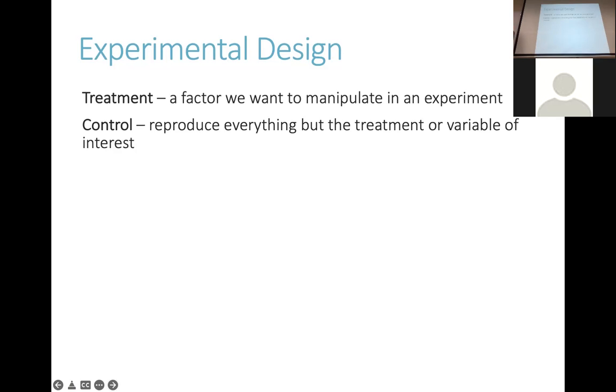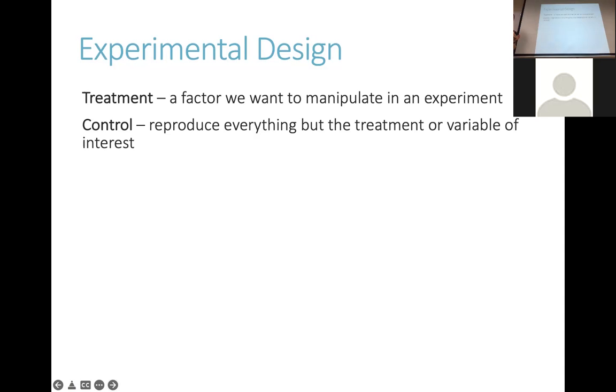The control is similar to a treatment, but you don't change anything. That's a good way to think about it. You reproduce everything in the experiment except for your treatment. You don't change it. It depends on how you set up your experiment as to exactly what your control is. If you're talking about adding fertilizer to something, your control might be don't add any fertilizer, right? So you compare your treatments back to the control to see if those treatments have an effect.